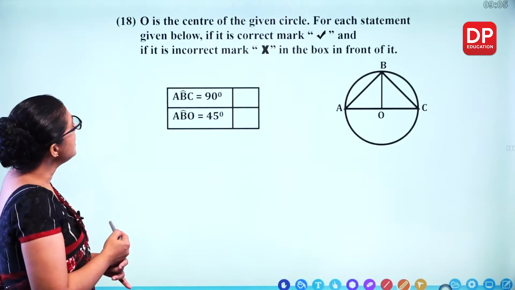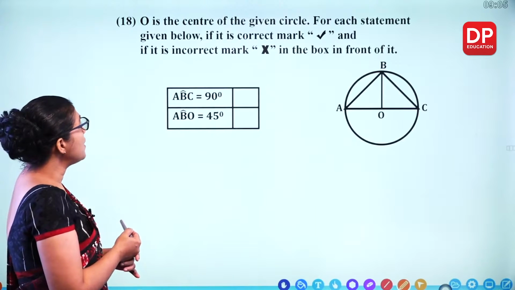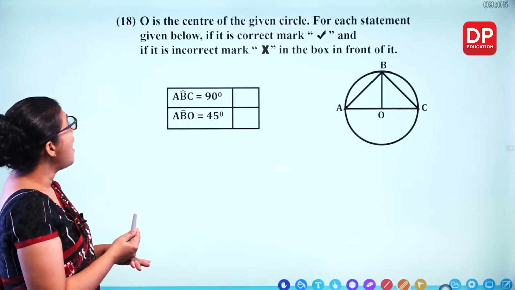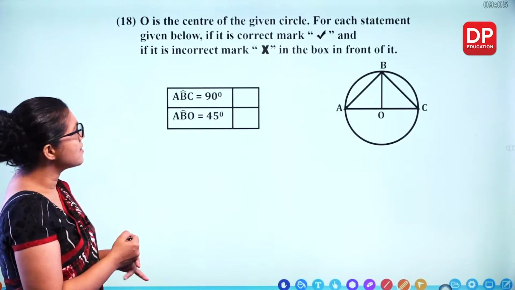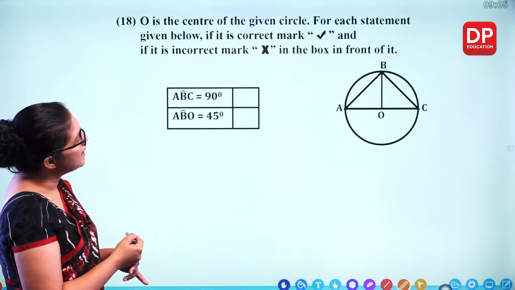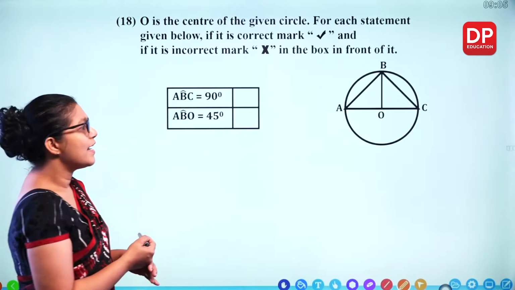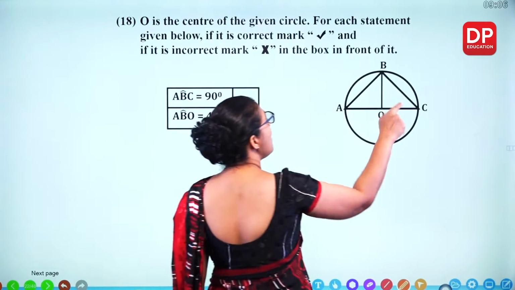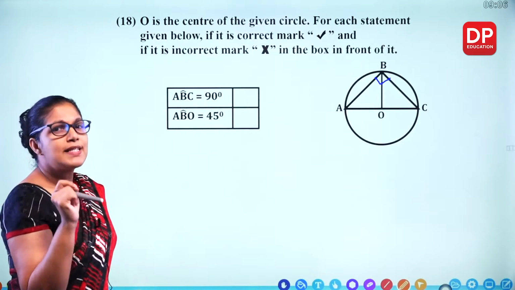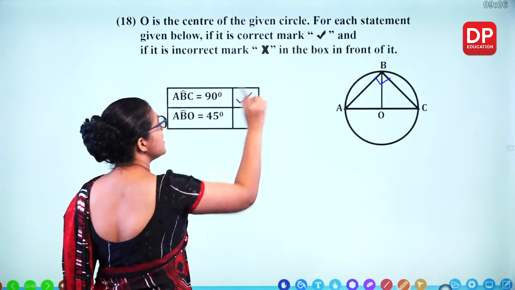Question number 18. O is the center of the given circle. For each statement given below, if it is correct, mark correct sign, and if it is incorrect, mark cross sign in the box in front of it. A, B, C. A is 90. What can you say about that? AC is the diameter, that means this is 90 degrees because semicircle angles are 90 degrees. So that's correct. ABC is 90.